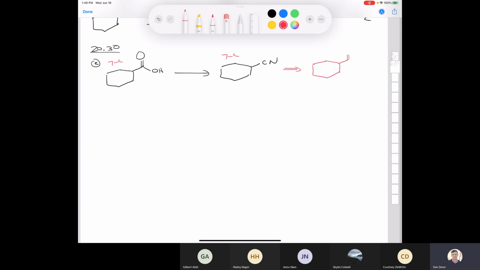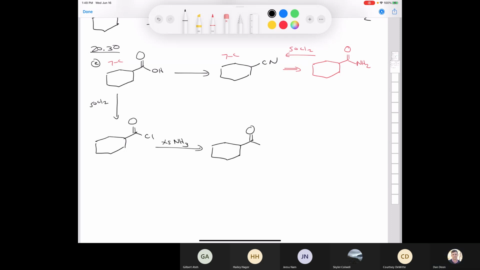Because if I have the primary amide, this is one of the reactions we just looked at, you can treat this with thionyl chloride, and that will give you the nitrile. So then the question becomes, how do I get from here to here? Well, that's something that we've looked at several times already today. The first step is going to be to use thionyl chloride to make the acid chloride. Then we use excess ammonia to make the primary amide. And then we treat it with thionyl chloride again, and that gives us the nitrile.